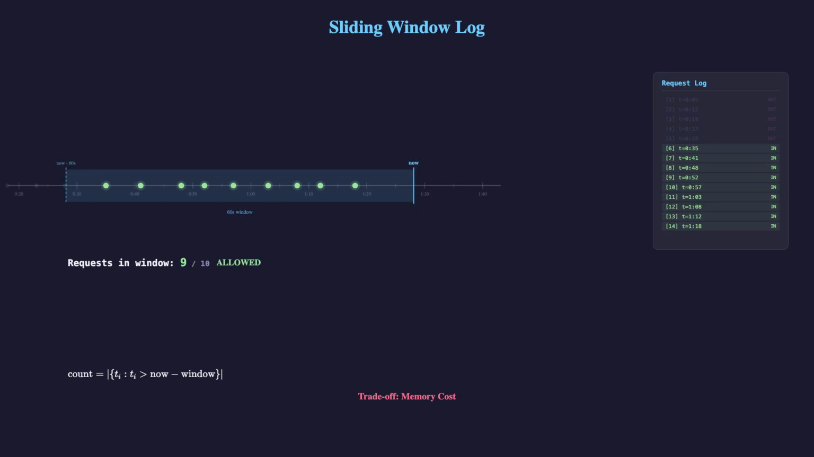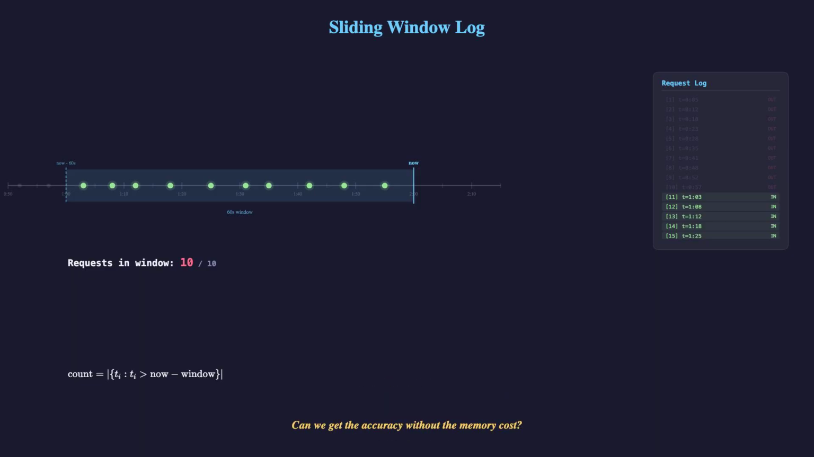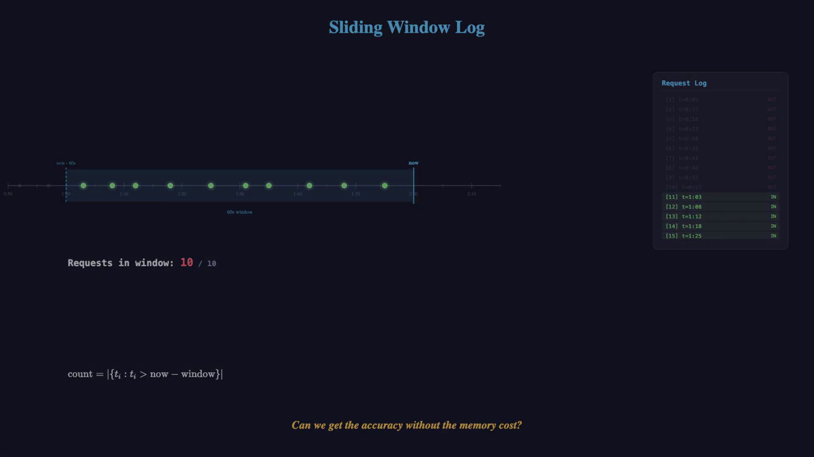But here's the trade-off. You need to store every single request timestamp. If your limit is 1,000 requests per minute, you might be storing 1,000 entries per user. For a system with millions of users, that memory adds up fast. You also need to clean up old entries that have fallen outside the window. So the sliding window log is accurate, but expensive. Can we get the accuracy without the memory cost?